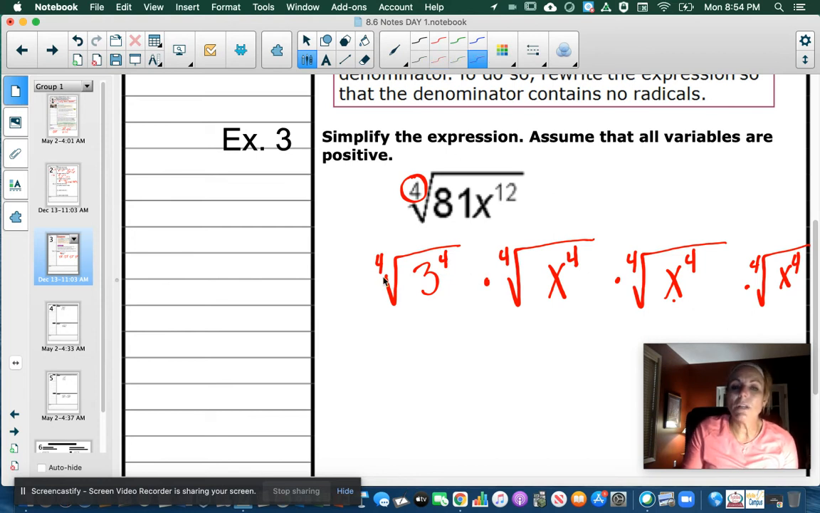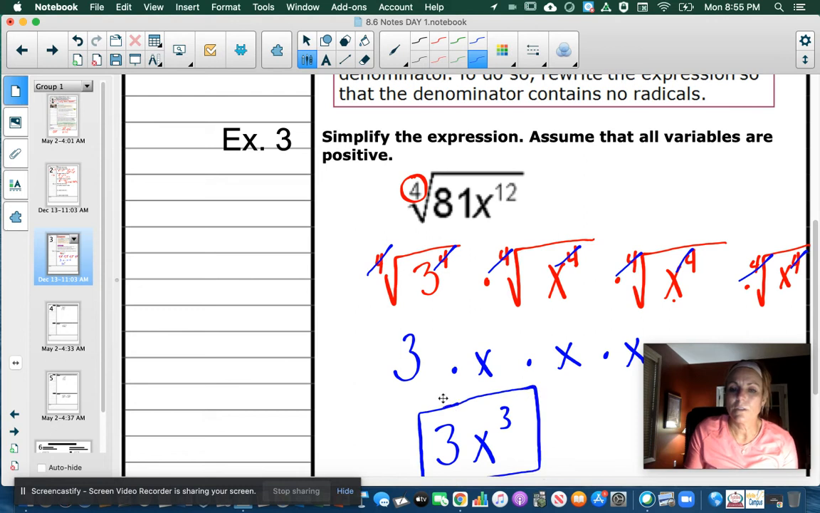So now, because the exponent and the index are the same, they cancel and the number comes out of the radical. Same thing here, the variable comes out. Variable comes out, and the variable comes out. So that's going to be 3x to the third. That is how we simplify the fourth root of 81x to the 12th.